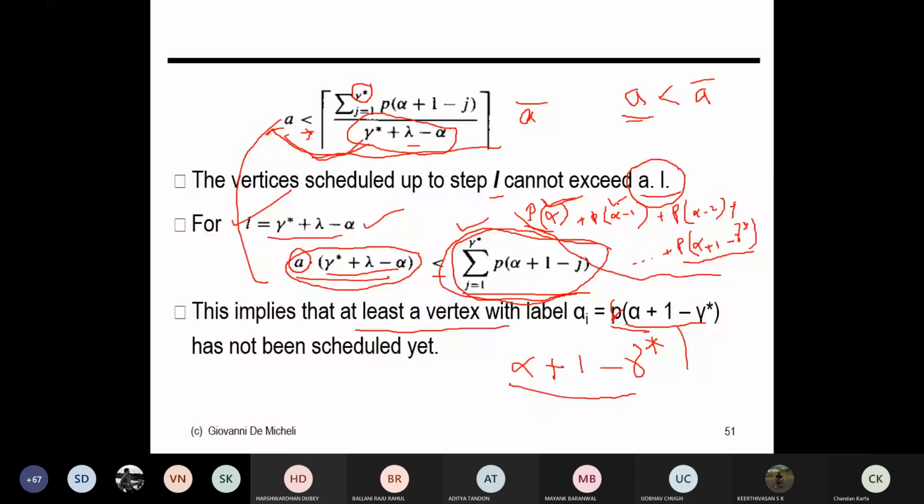Then this, then this. Since this summation is less than this, it ensures that at least some operations with this level, alpha plus 1 minus gamma star, have not been scheduled yet, right? So what does it mean? Their level is alpha plus 1 minus gamma star, so that means these are the number of levels still remaining. To schedule them, at least this number of time steps is needed, because you cannot schedule two operations of different levels into the same time step, since that is not allowed by Hu's algorithm. So it ensures that to schedule the remaining part, I need this number of time steps.